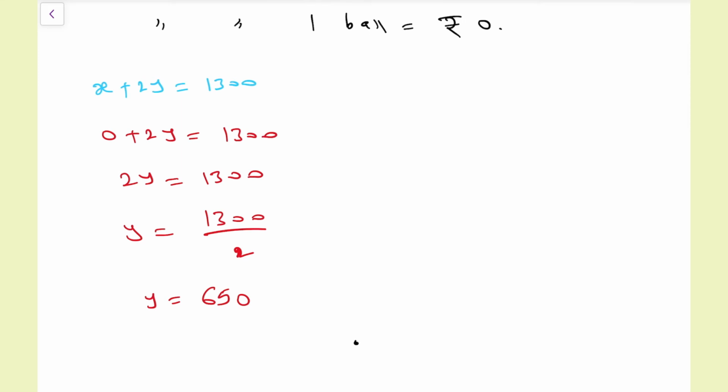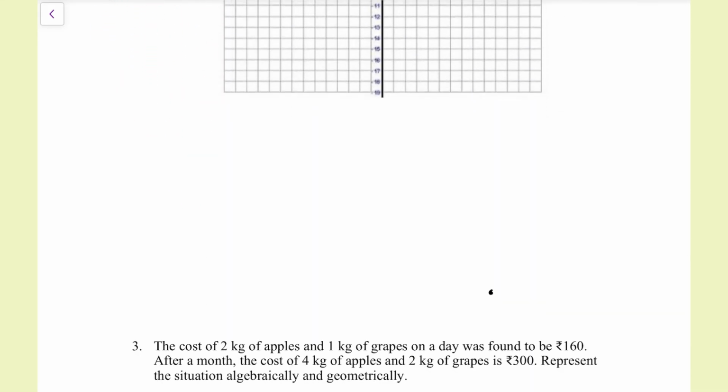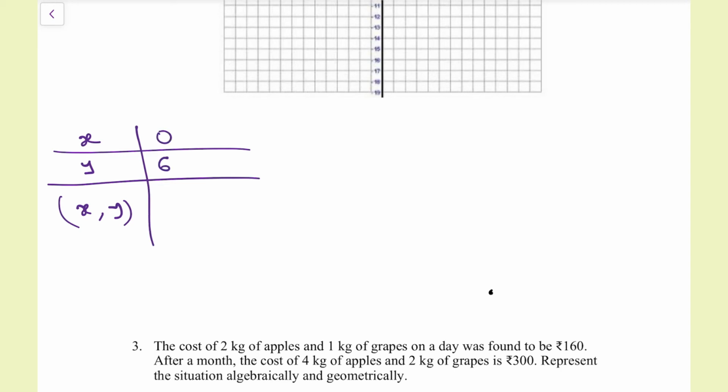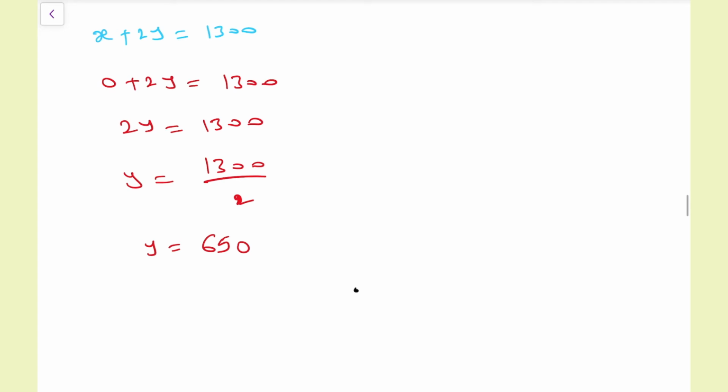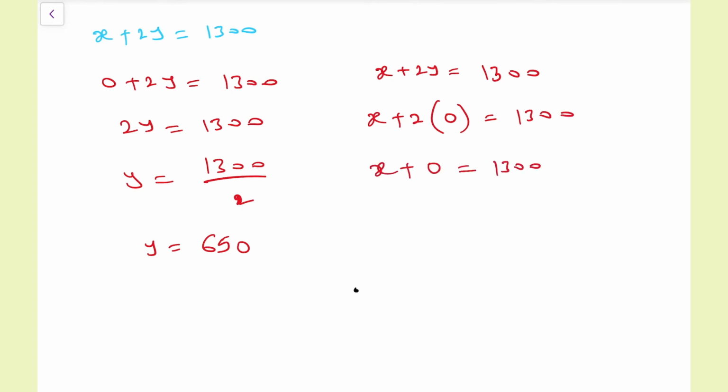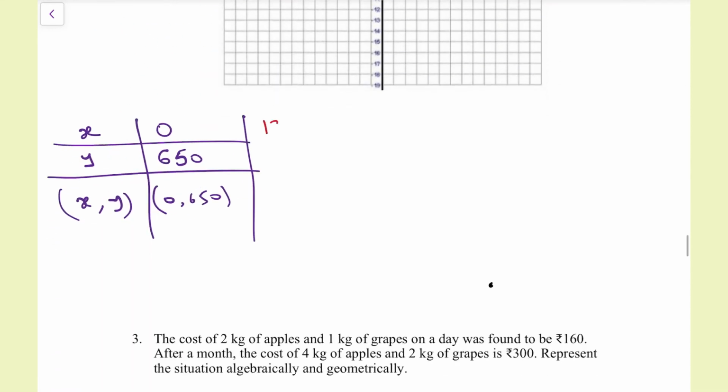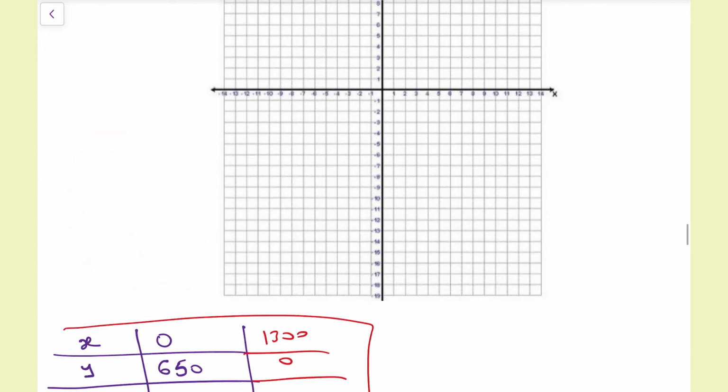We got it, right? So let us fill the table then. Below the graph I am doing the table. One column is x, one is y, and one is x comma y. X I substituted 0 and y I got as 650. 0 comma 650. Next, for the same equation, in the place of y I will keep 0 now. So x plus 2y equals 1300. This is the first equation, right? So x as it is plus 2 into, in the place of y, 0 equals 1300. X plus 0 into anything, 0, equals 1300. 0 we can remove, so x value is 1300. So the point will be 1300 comma 0. First equation completed. Now let us take the second equation then.